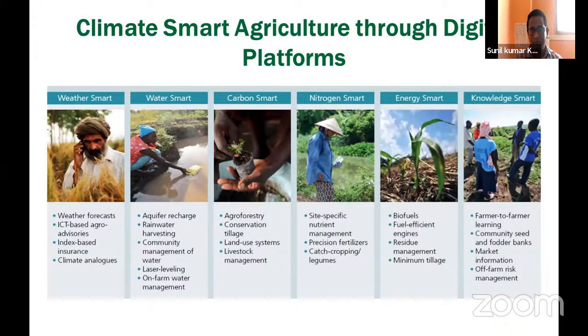Climate smart farming with a digital platform, where smart farmers can get better forecast information and ICT-based agro advisories. Climate smart and water smart: how water can be used smartly, carbon smart, nitrogen smart, energy smart, and knowledge smart. So every particular commodity and every particular natural calamity has its own solutions, and every section can be built on particular technologies to strengthen a particular sector of knowledge, nitrogen and every source of natural resources.